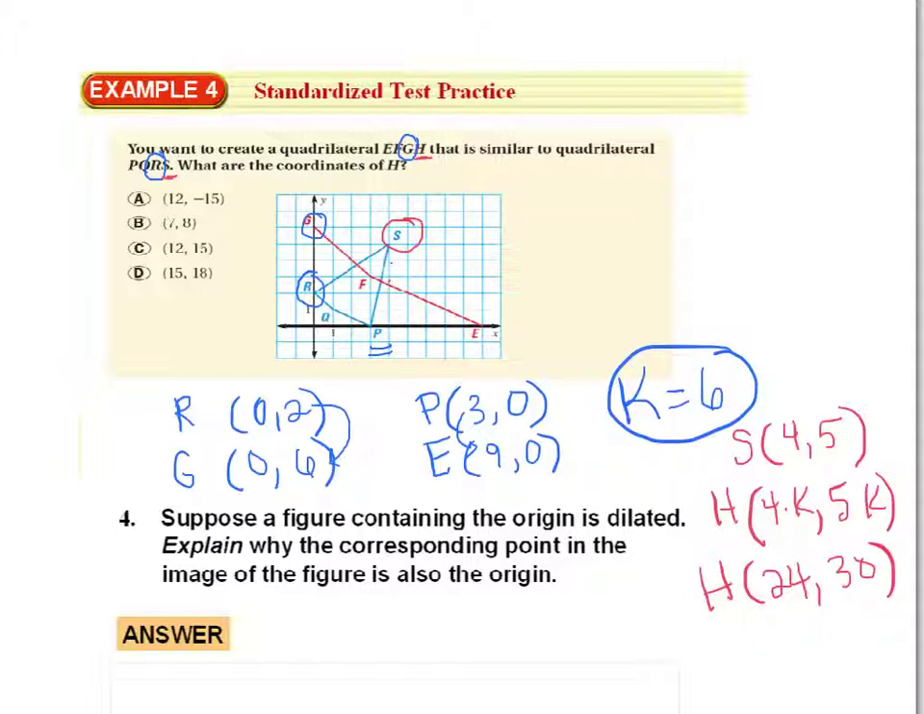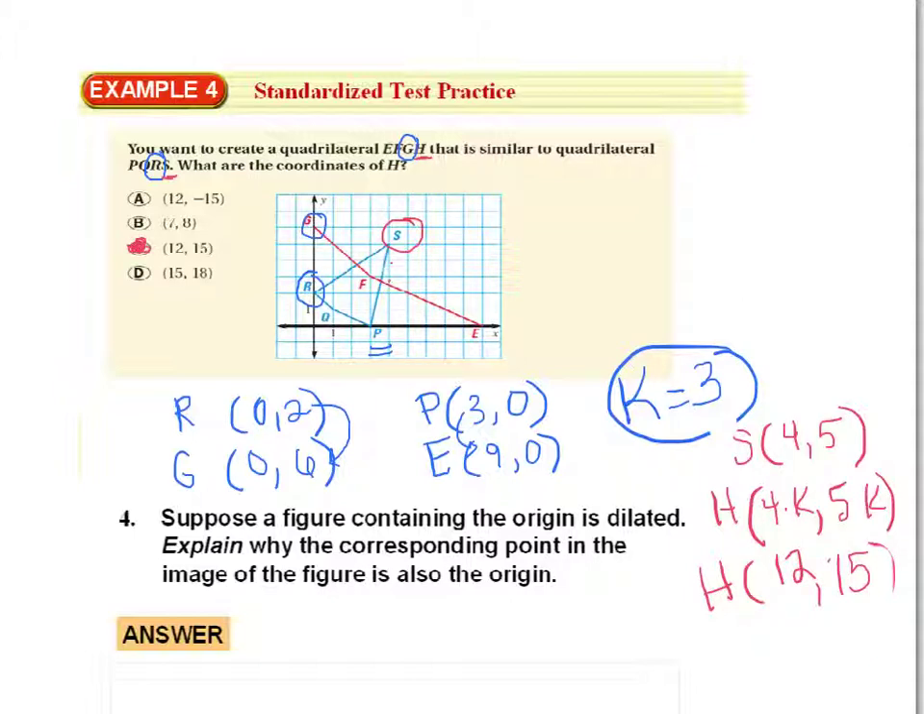And I look, what the heck? That answer's not there. All right, let me see what I did. Did I do something silly? Coordinates of H. It's times 3. Oh my God, I'm so silly. Did anyone notice that? K is not 6, it's 3. All right, let me fix it. So it should be 12, 15. Yay, that's there.